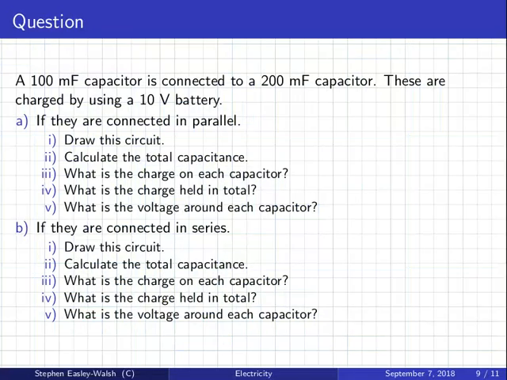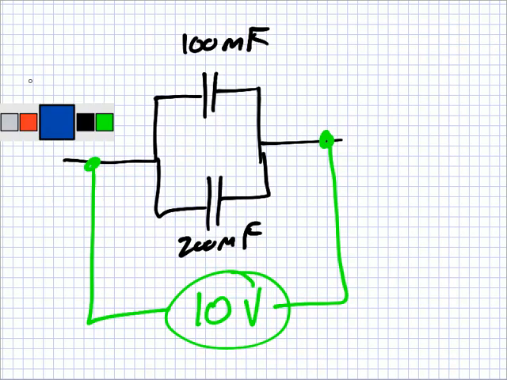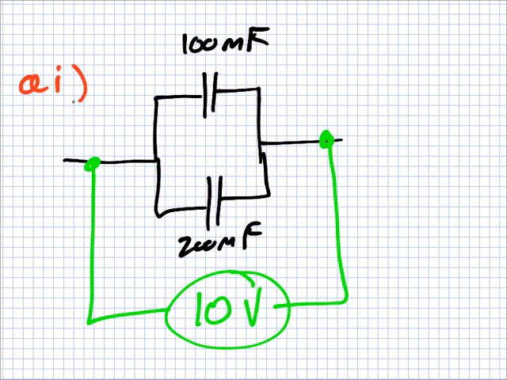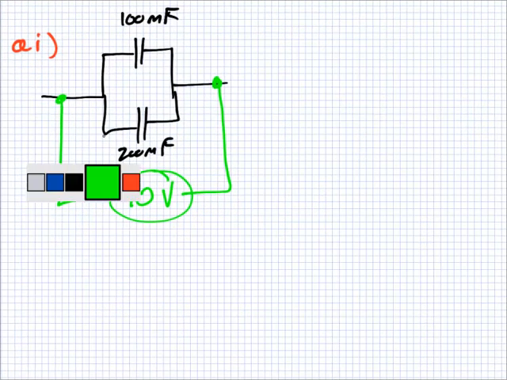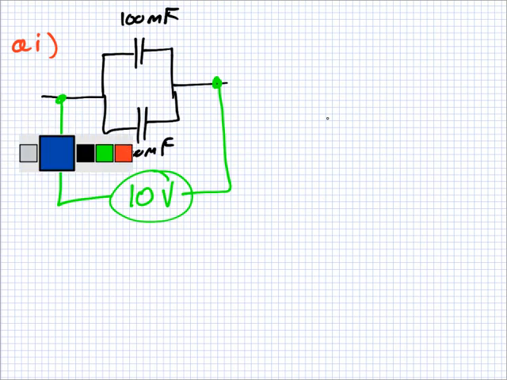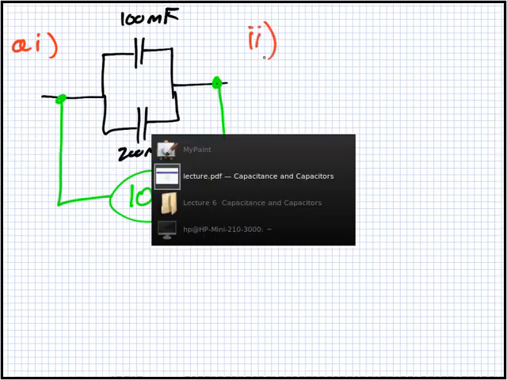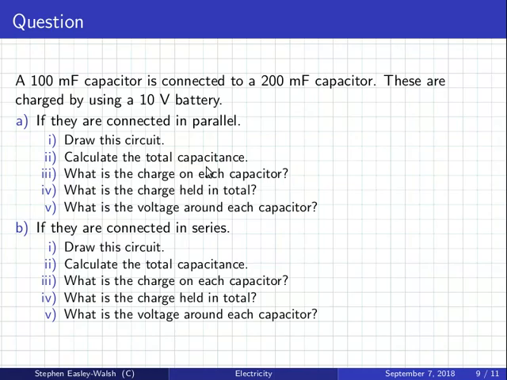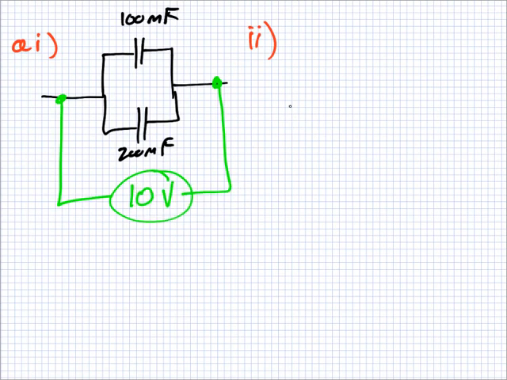Okay? Question A1, draw the circuit. So that's part 1 already done. If you want, you can put in the battery, the cell, but I won't bother, it's not necessary here. What's the total capacitance? Okay, so what formula am I using here for the total?